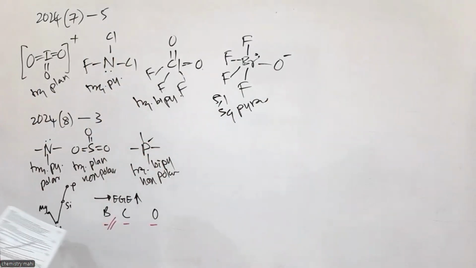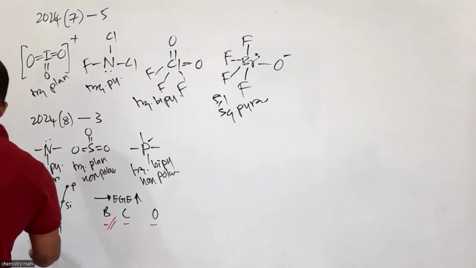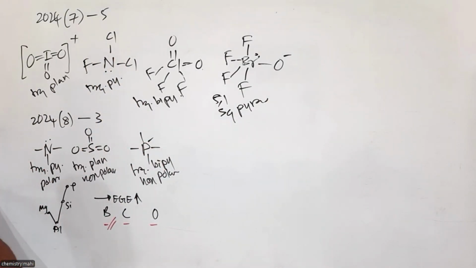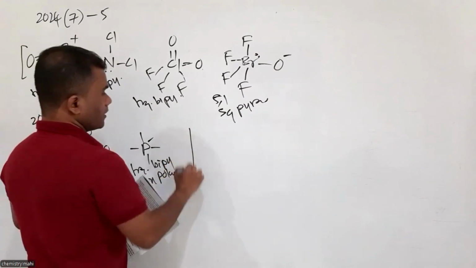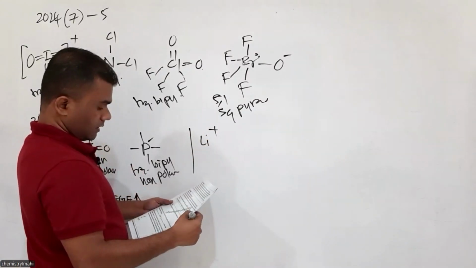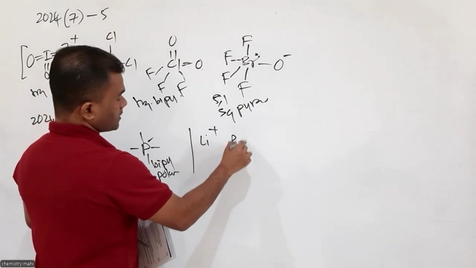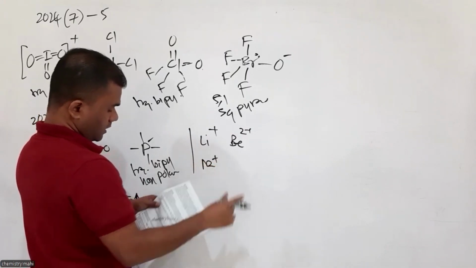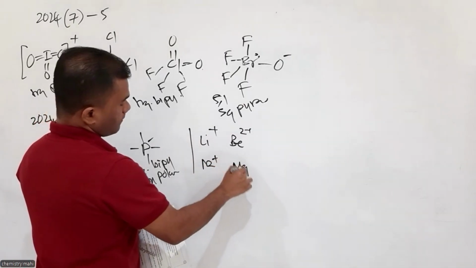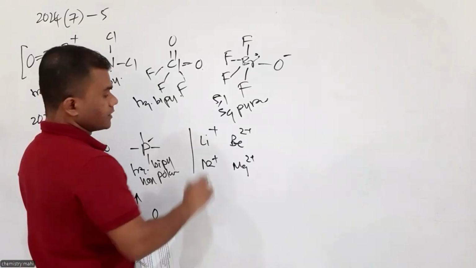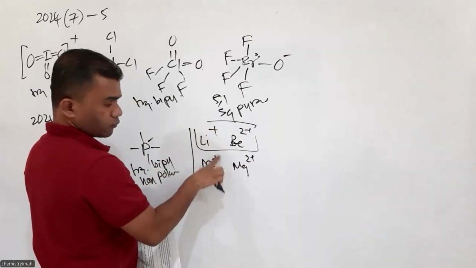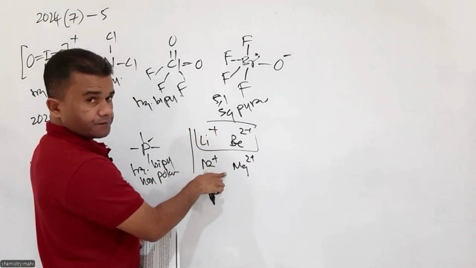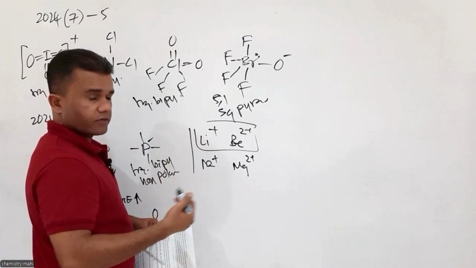In these types of cases, where they ask for the largest difference, it is better to compare the sizes. Once I get it here, let's go to this one. Lithium plus and beryllium 2 plus are close to each other. Then sodium plus and magnesium 2 plus. These two are smaller than these two. These two are larger, because going down, a new energy level is added.